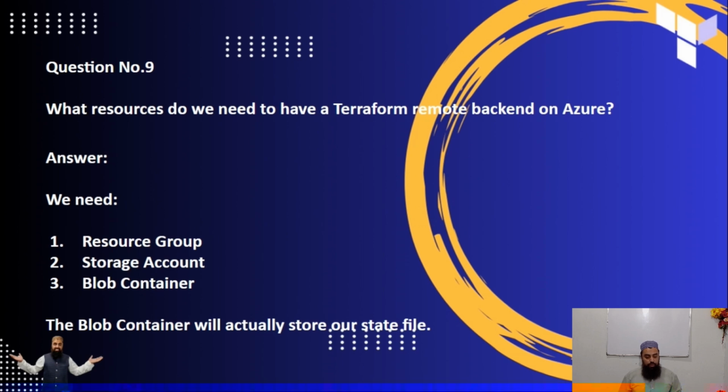Question number 9. What resources do we need to have a Terraform remote backend on Azure? It is from one of my labs that we did practically on Azure, and we need a resource group, storage account, and a blob container. Blob container means a storage bucket like we have on AWS S3. So the blob container is the place where we will store our Terraform .tfstate file. So these are the prerequisites: resource group and a storage account, and then we will have a blob container that will store our Terraform state file on a remote backend on Azure.